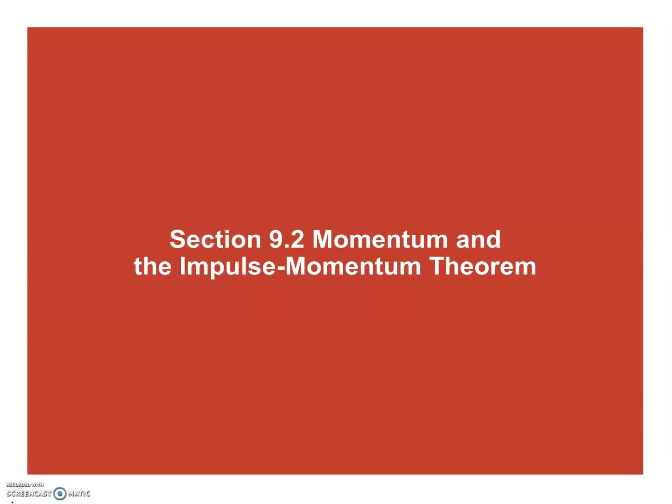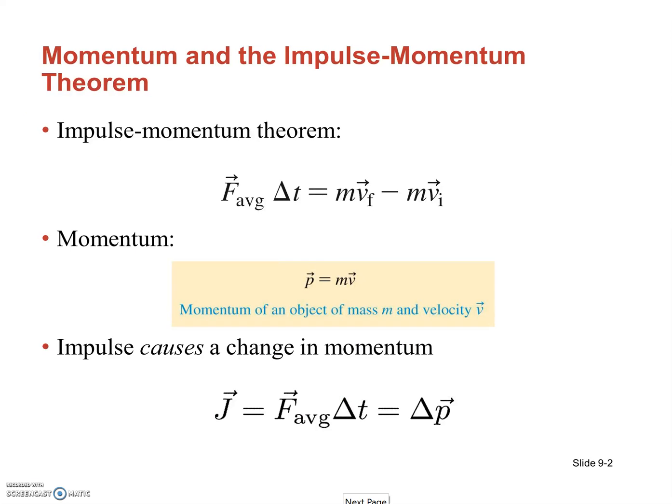Hello again and welcome to section 2, momentum and the impulse momentum theorem. So, last time we talked about what impulse was. Impulse is simply the area under a force versus time graph. So it's the average force applied during a collision times the amount of time, the duration of the collision. As it turns out, the impulse here on the left-hand side of this equation, this is J, is equal to the change in the mass of an object times its velocity.